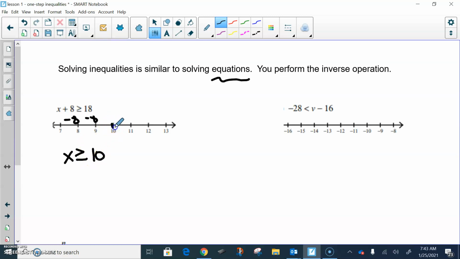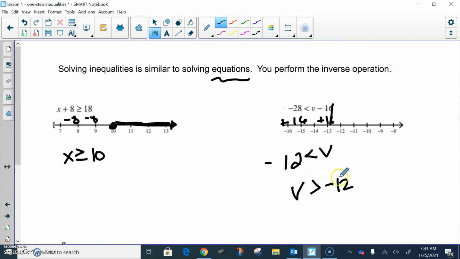We know how to do that. We're going to shade in the circle because there's the equal to sign, and we're going to shade to the right. Okay, this one, there's a -16, so we're going to do the inverse operation. We're going to add 16. It looks like -12. And we're going to flip the whole thing so it's easier to read. Flip the variable and the number, and I change my sign. So this time I want all numbers, not including -12, that are greater than negative 12.